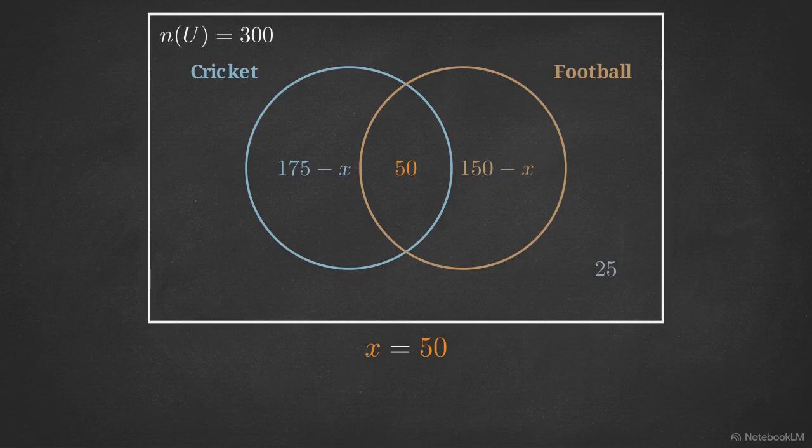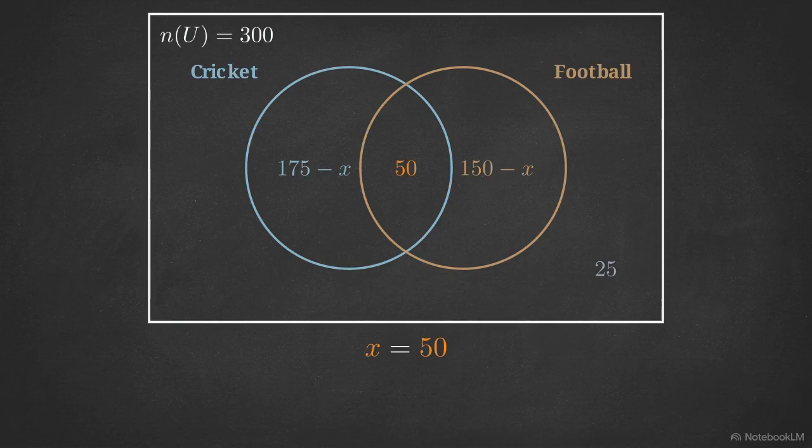Now that we have this overlap value, pause the video and try to calculate the number of people who like exactly one game on your own. Calculating the central intersection provides the specific value needed to solve for every other remaining region in the problem.